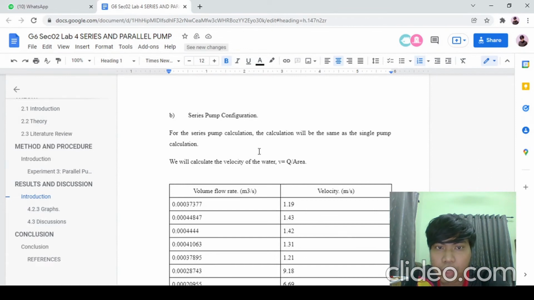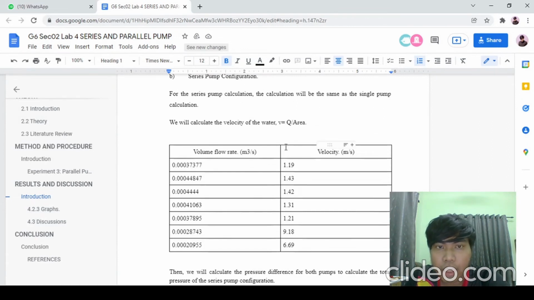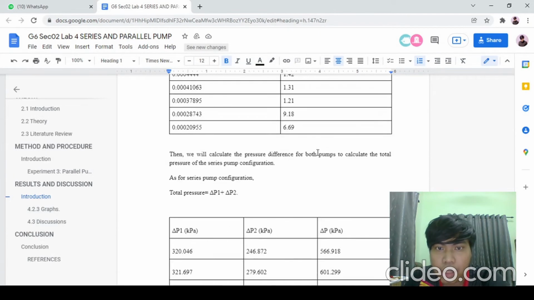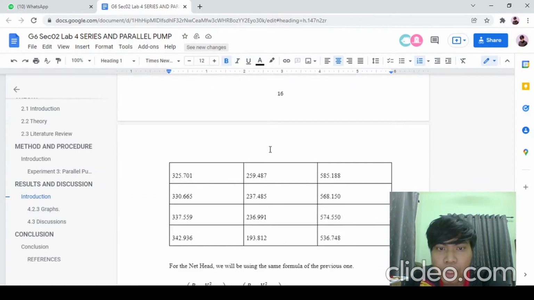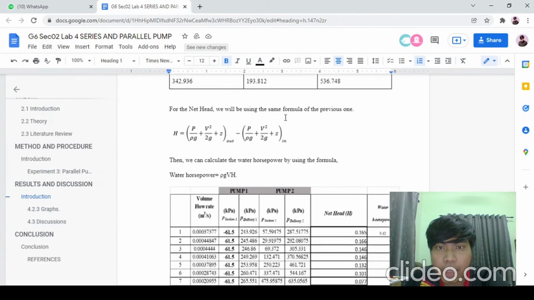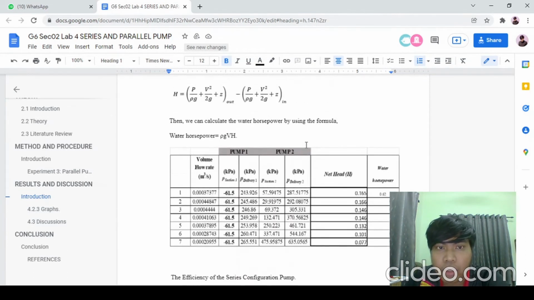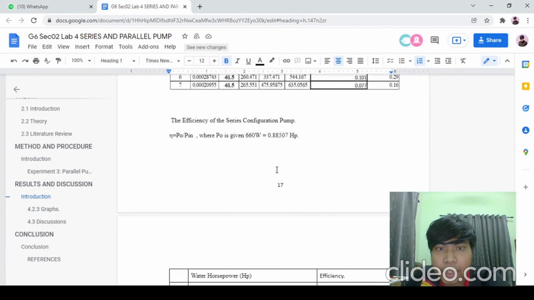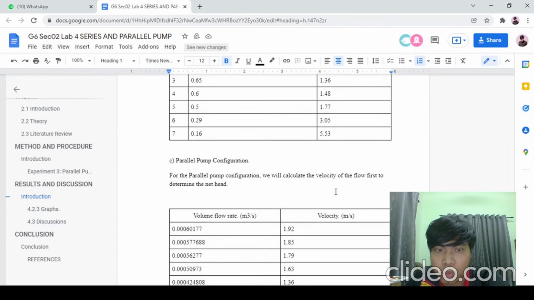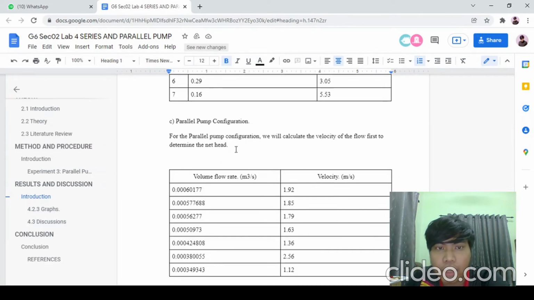And next, for the series pump configuration, same as the single pump, we calculate the velocity of the water first by using the same formula, and this is the velocity we got. And then we calculate the total pressure by using this formula. Then we calculate the net head by using the same formula as before, and calculate the water horsepower also with the same formula. Finally we calculate the efficiency, and this is the efficiency we got in the data. And the last one is the parallel pump configuration.